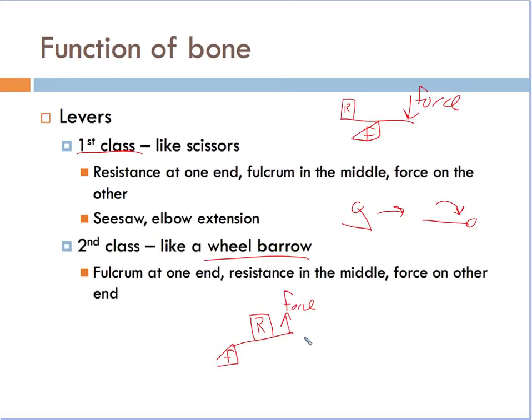Examples in the body. The one I can think of is standing on your toes. So when you do calf raises and you stand, you go from this, standing here, to standing here. You got smaller as well. But standing on your toes can create that second class lever in some cases.